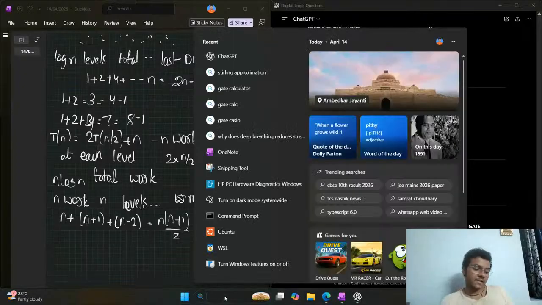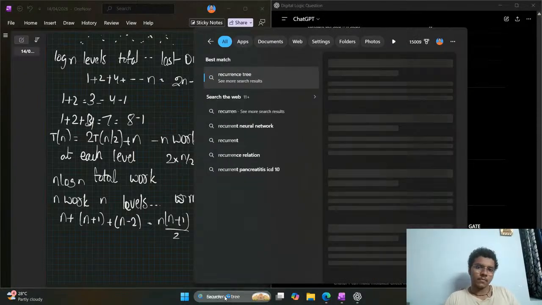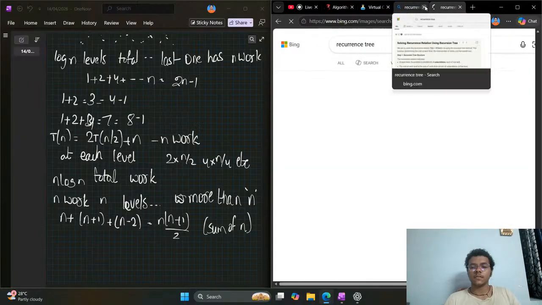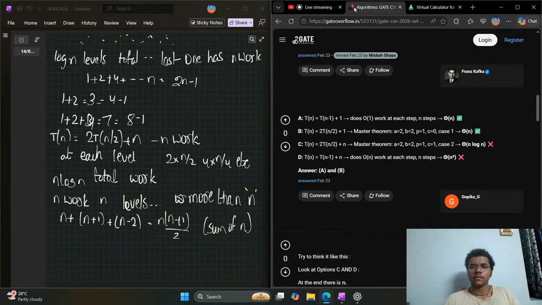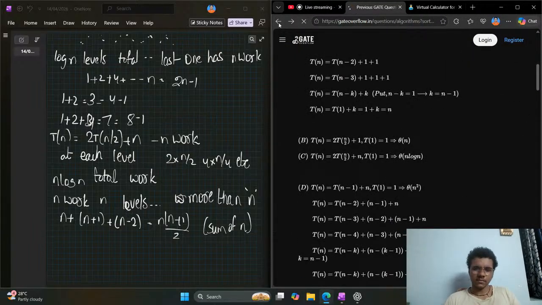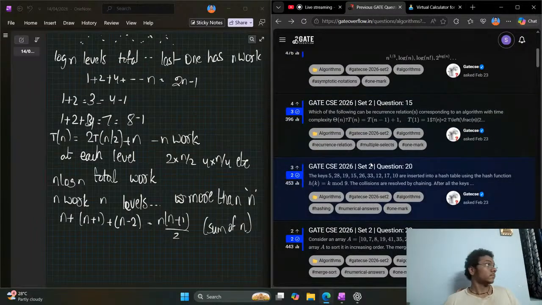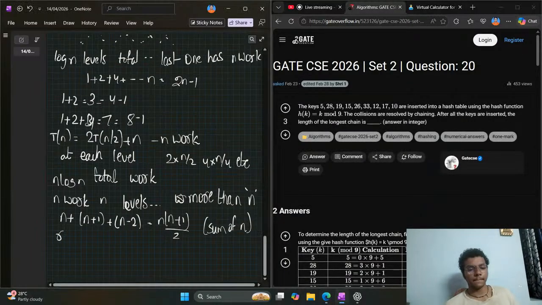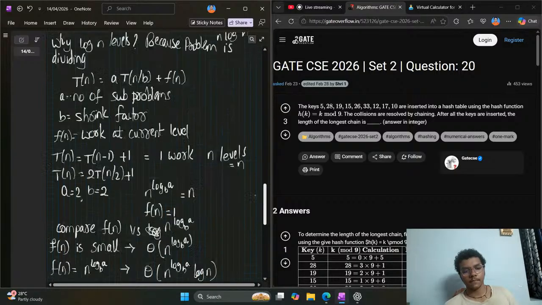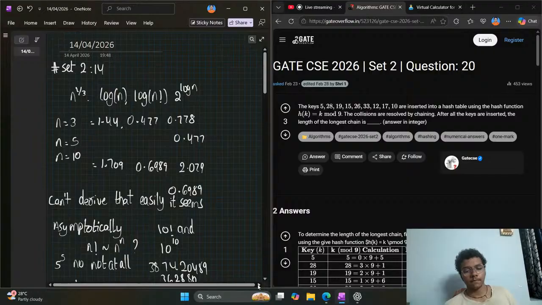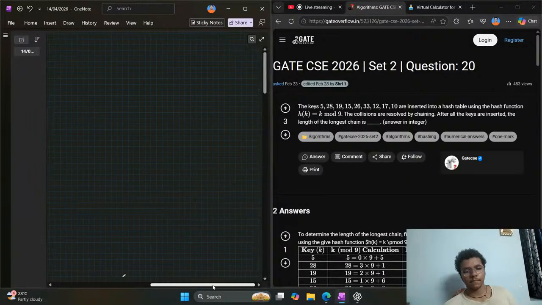Something recurrence tree. If you truly understood recurrence tree method. Okay, so that thing checks out.